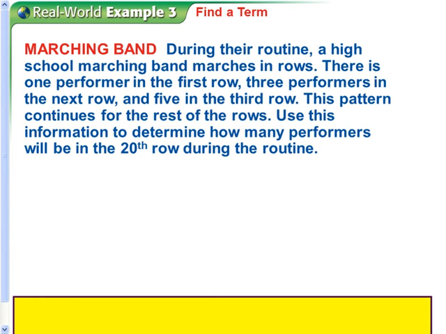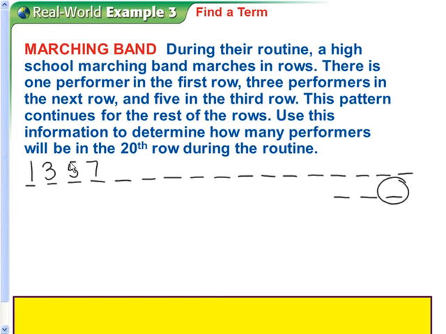So we have 1 in the first row, 3 in the next row, 5, 7. Our pattern is that we just continually add 2 more people to each row. So I'm going to write it out a different way. 1, 3, 5, 7. First, second, third, fourth, 5th, 6th, 7th, 8th, 9th, 10th, 11th, 12th, 13th, 14th, 15th, 16th, 17th, 18th, 19th, 20th. So that's the spot that I'm looking for. So now we fill in the numbers to get there.